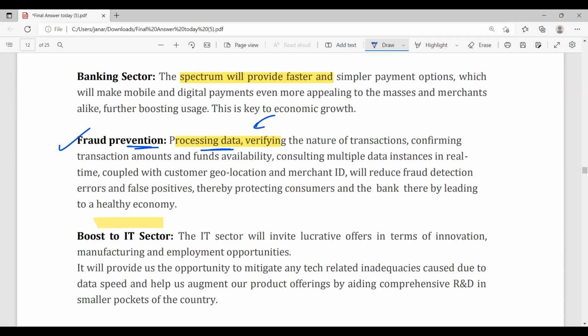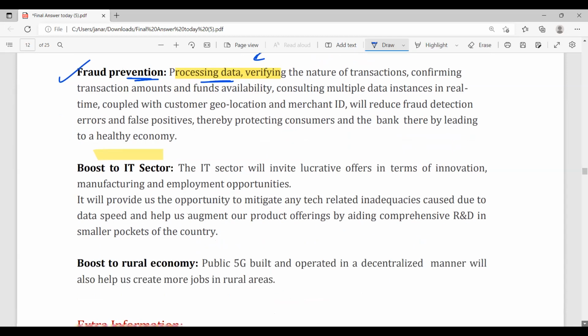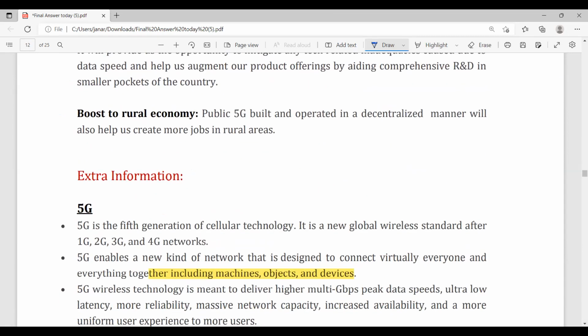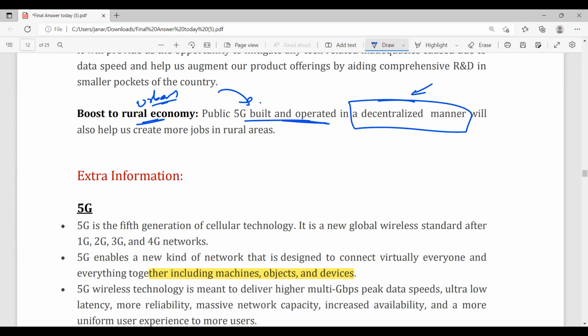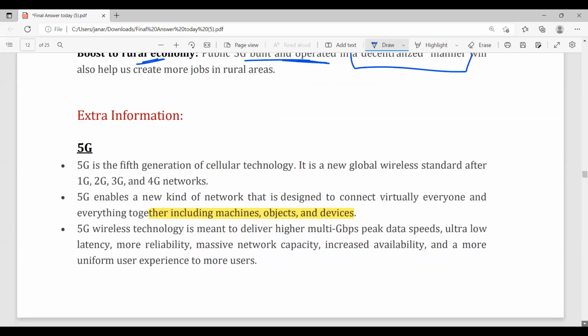Suppose someone has misused your digital or banking data, you will know with a lot of delay, a lot of software errors. Now processing can be done at a much bigger speed. IT innovation, rural economy: why only benefit the urban? All the services can be there in rural areas also. Decentralized governance, no doubt. So 5G basics are fine.